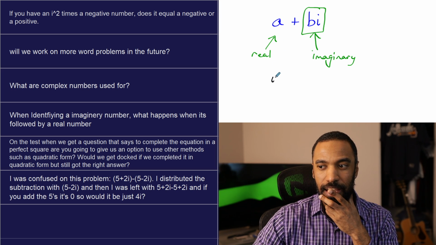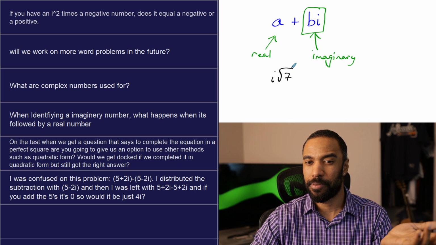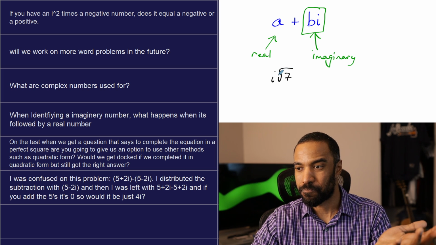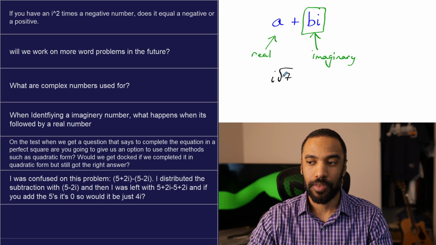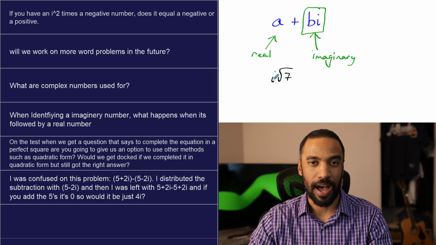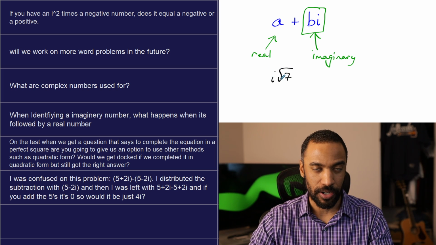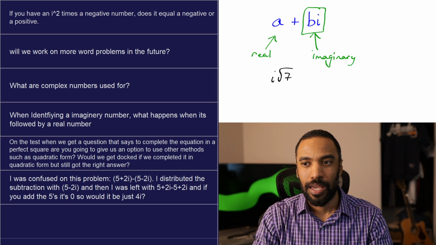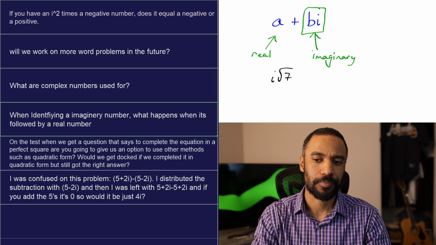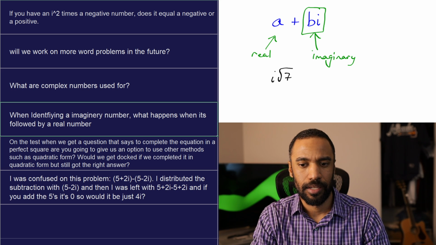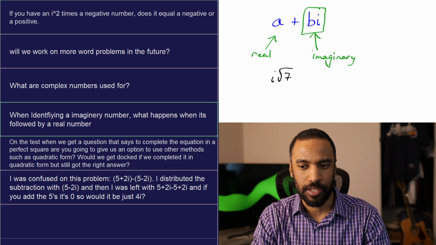If you're talking about something like i root 7, because root 7 is a real number, they're multiplying. It's a part of the imaginary number. There's a real number multiplied by i, which makes this an imaginary number. Yeah, I'm sorry. I don't know if I'm answering your question right. I hope I did, and if so, then you can get your points for this part.